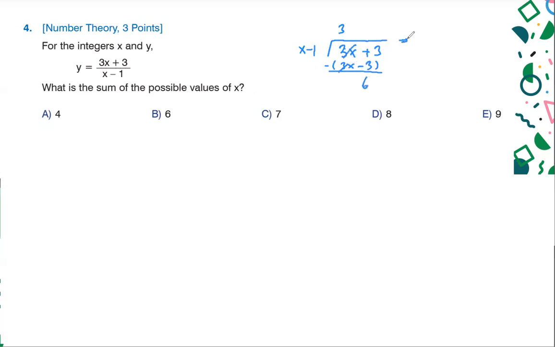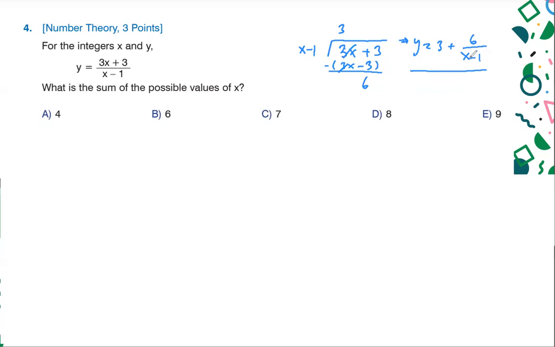So this is going to be the same as y equals, like we got a remainder and also a quotient, right? So that should be 3 plus the remainder, 6, over x minus 1. If this is not clear, look at the second approach I'll try. So this is the way that we use for long division.